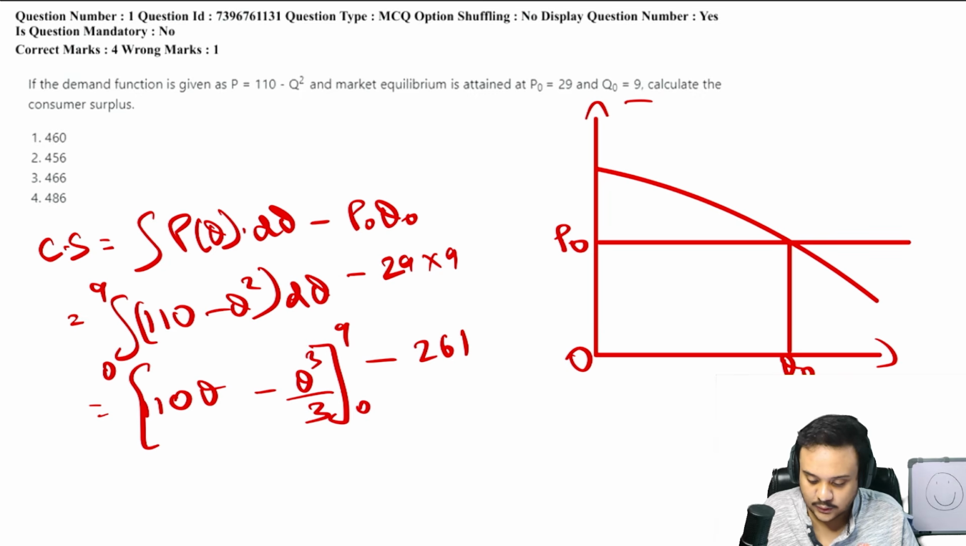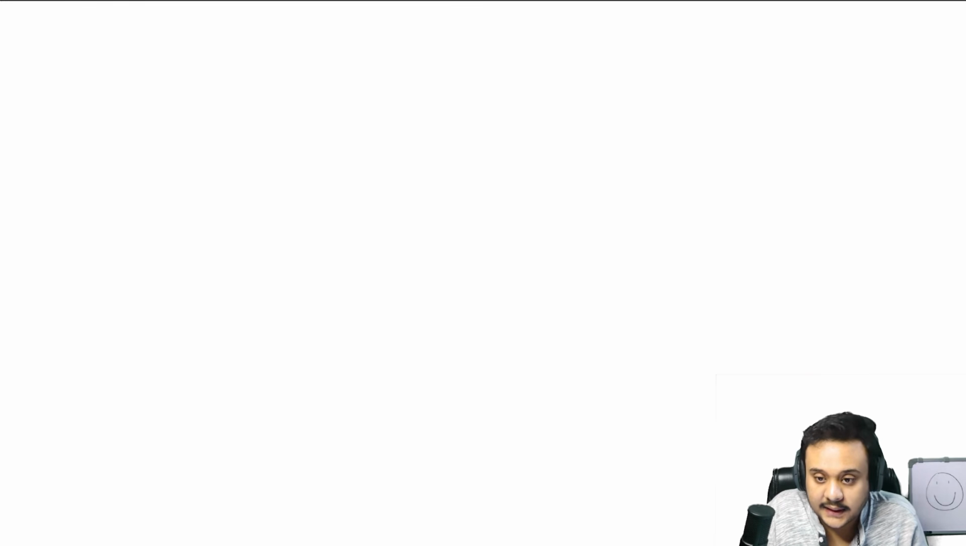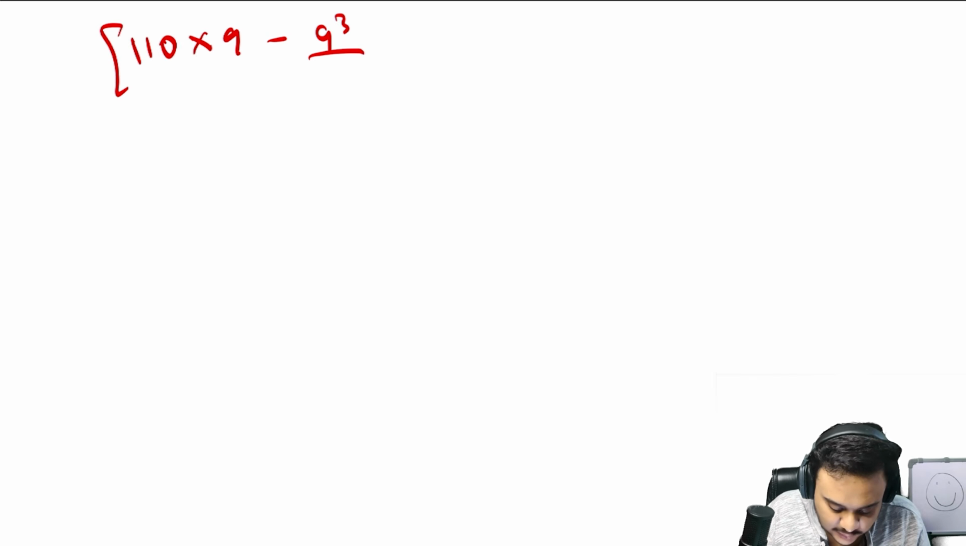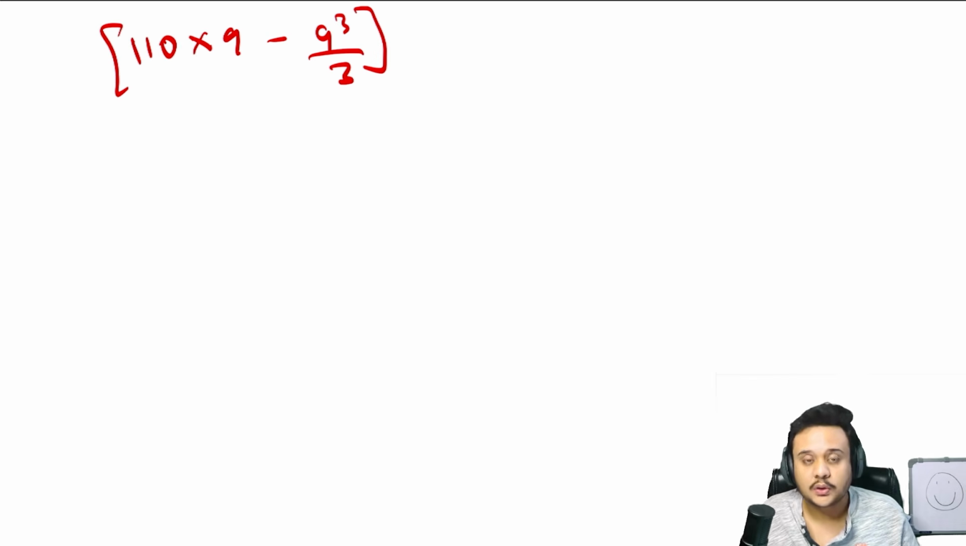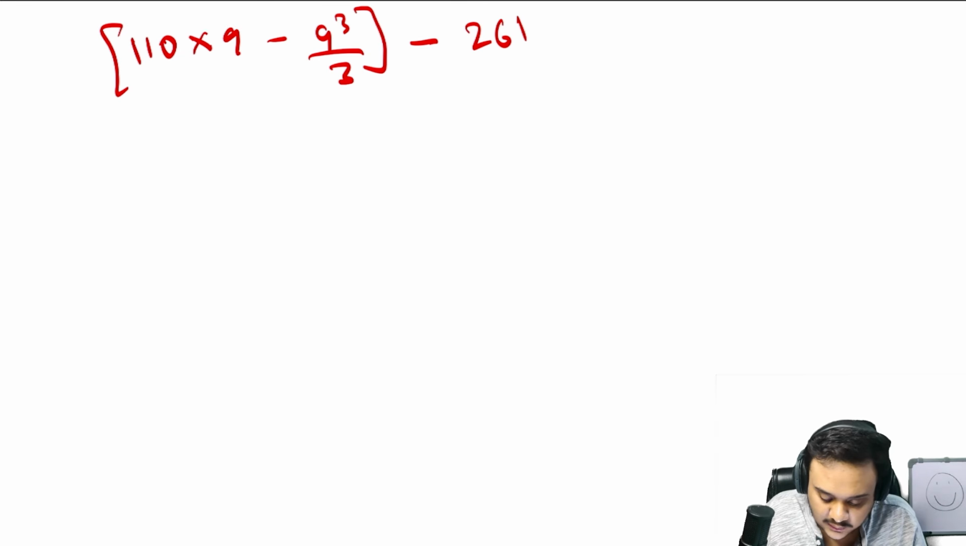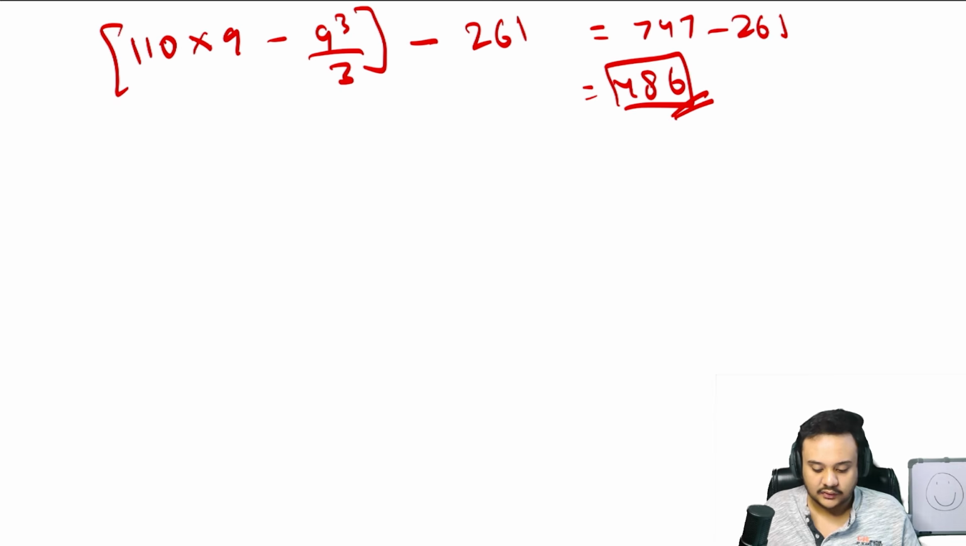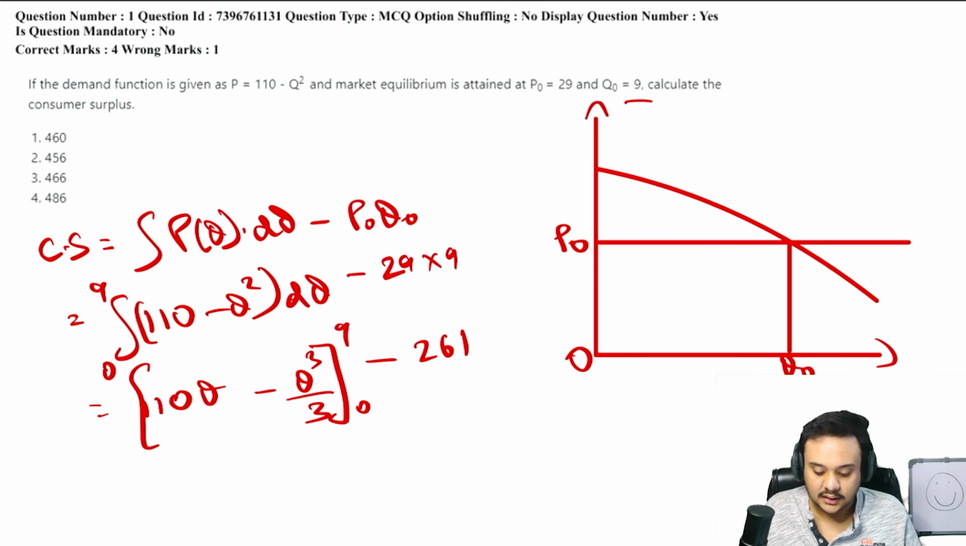So let us take this to a new page. So what you get here, after you calculate, I'll just do the calculation part also. That is 110 multiplied by 9 minus 9 cube upon 3, and then when you put in 0, you'll just get 0. So minus 261. So the final answer that you are going to be getting is 747 minus 261, which is 486. This is your final answer. So a very easy question. It just required some concepts that you should already be knowing, right?